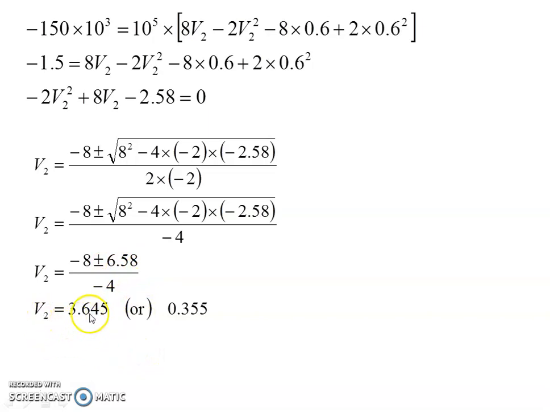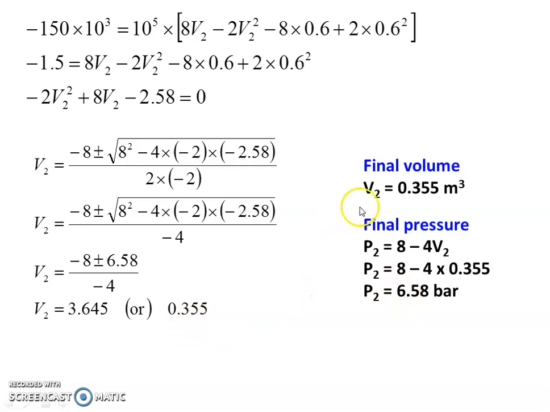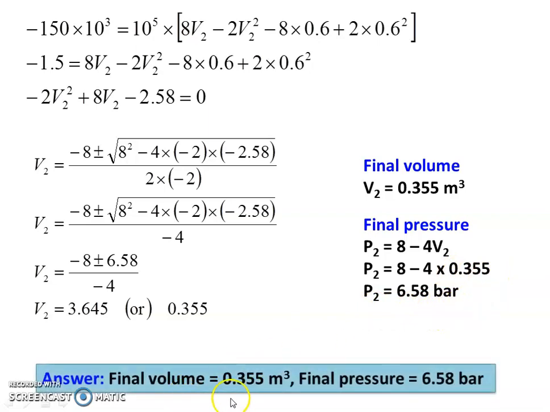Now the V2 value is 3.645 or 0.355. The correct answer is 0.355, because V1 value is 0.6 and V2 value has to be less than that. 3.645 is wrong, 0.355 is correct. V2 equal to 0.355 and P2 equal to 8 − 4V2, so P2 equal to 8 − 4 × 0.355 = 6.58 bar. The answer is final volume 0.355 m³, final pressure is 6.58 bar.